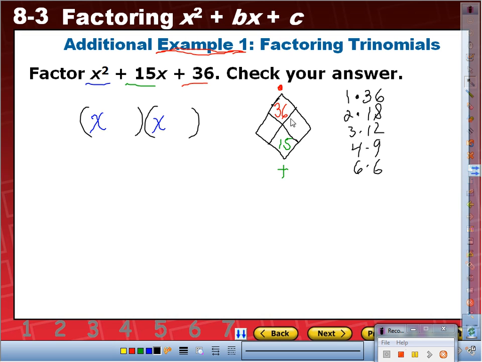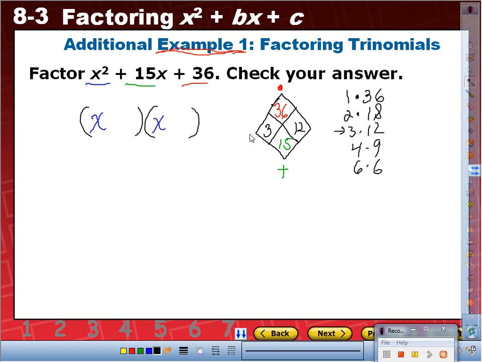So I'm thinking, which of these pairs can I write in here that would multiply to give me 36, but at the same time they add to give us 15? The only two I can think of are 3 and 12. This one. 3 times 12, that's 36. 3 plus 12, that's 15. Why not this one? Let's see. 1 times 36 is 36, but 1 plus 36 is not 15. That's why I don't use this one, this one, this one, or this one.